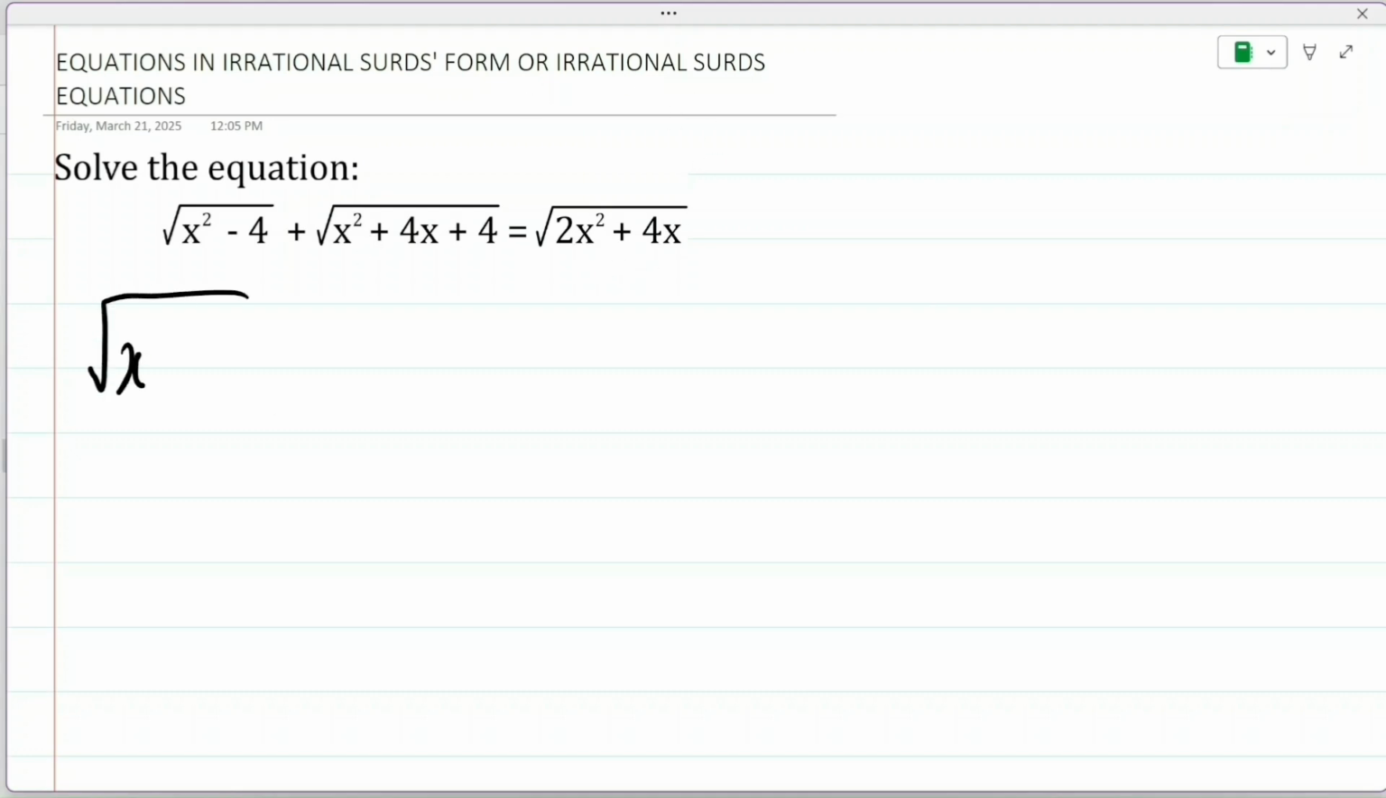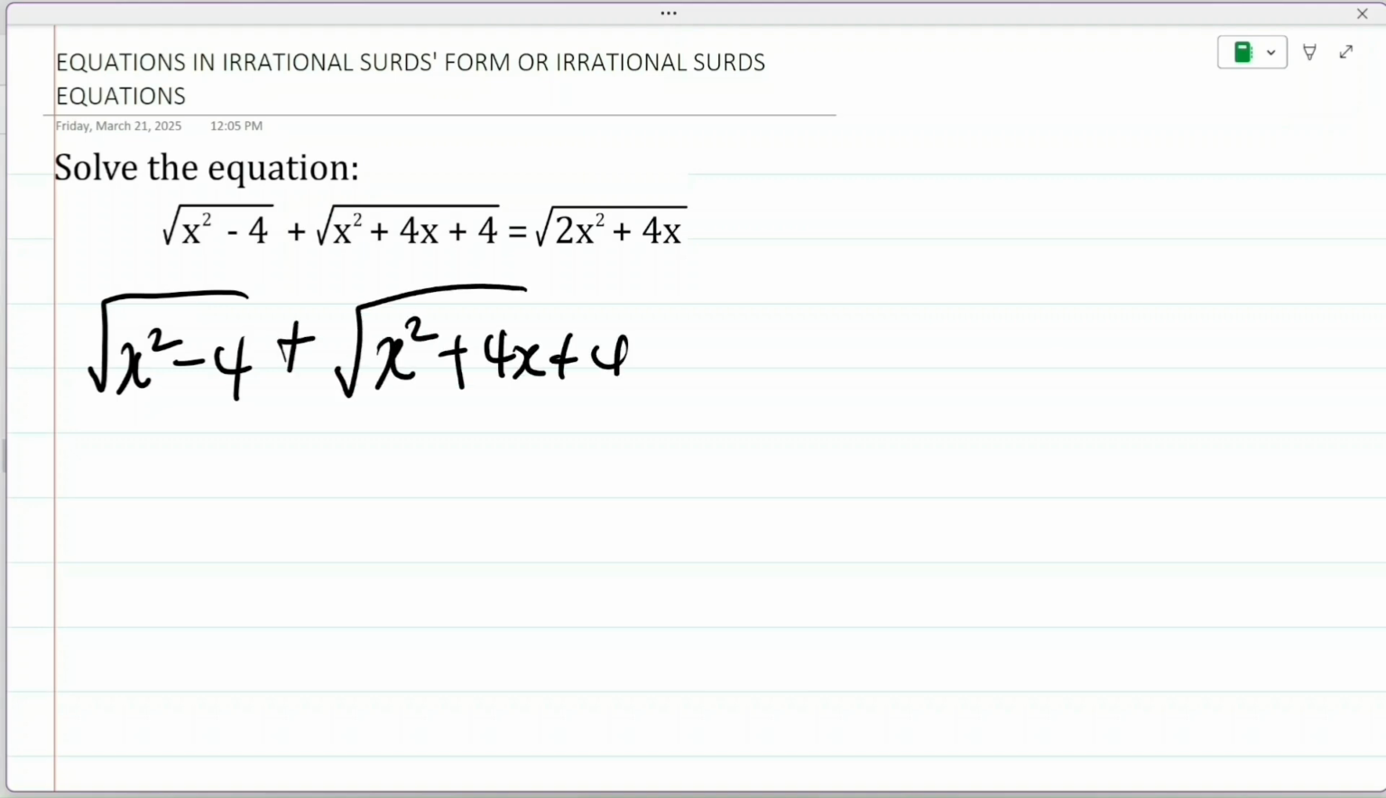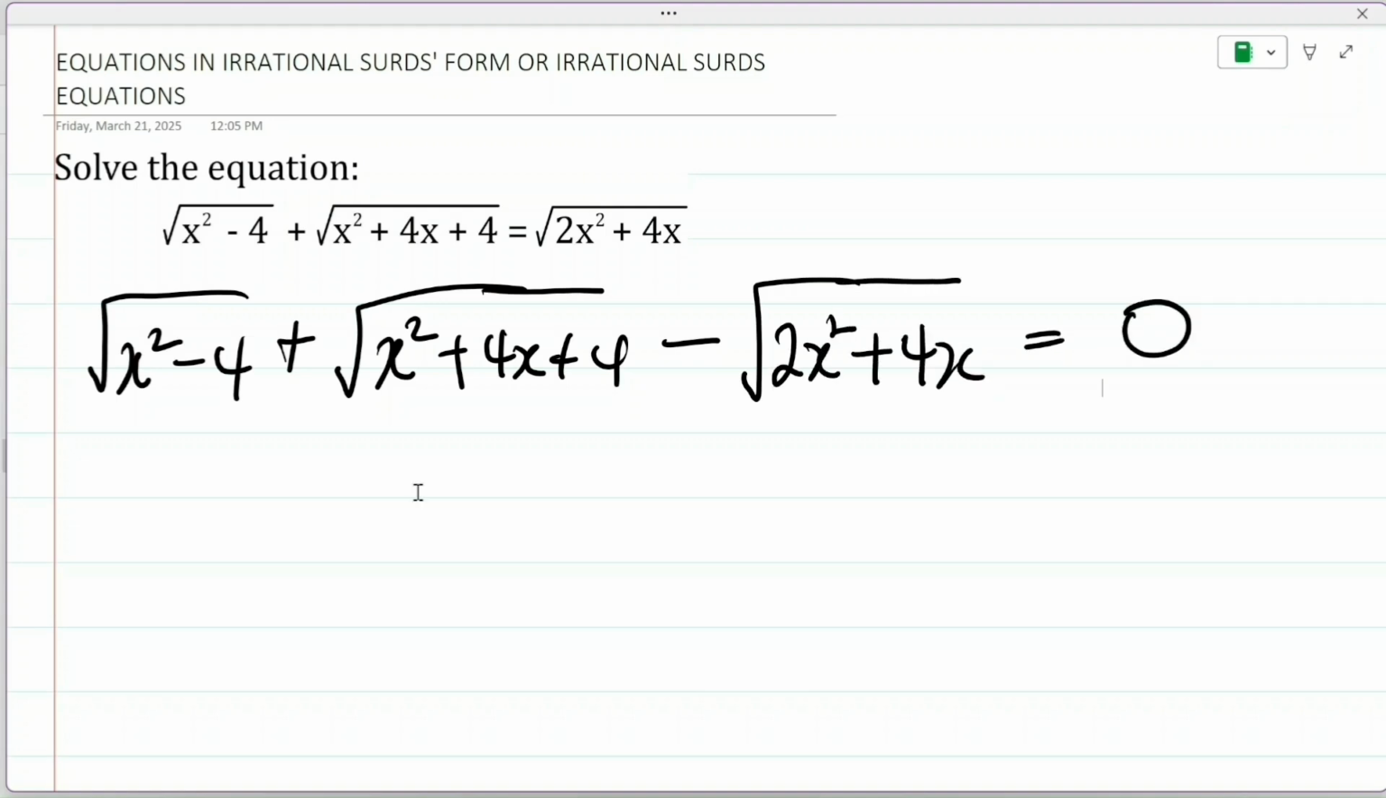You have square root of x squared minus 4 plus square root of x squared plus 4x plus 4 minus, this has a positive in front of it. You're bringing it in. The positive sign under the root doesn't change. It's the one outside that changes. So you have square root of 2x squared plus 4x equals 0. This might be hard for students, but it's best at solving the next question, which might be the last but not the least question we're solving as regards equations in irrational form.